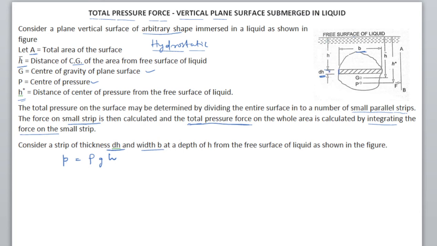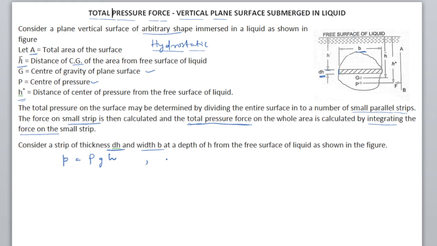Here you can see P is the pressure intensity, as we have already studied in the previous chapter on Pascal's law. The pressure will be equal to rho g h. h is the depth of the elemental area from the free surface. This is rho g h, the pressure intensity.